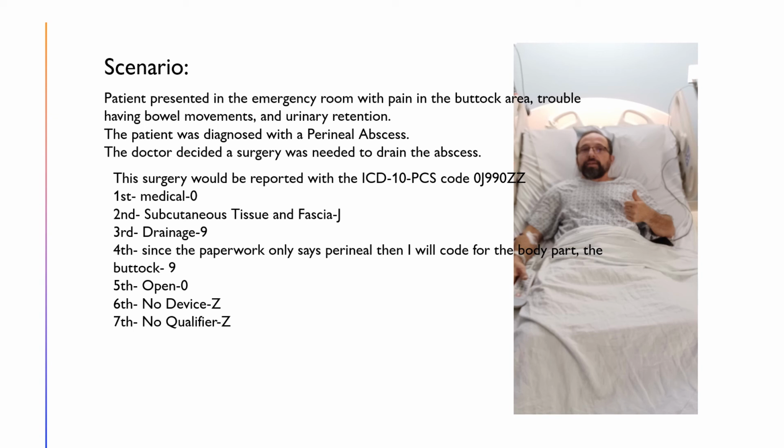The fifth character refers to the approach, and that was open, and that was the letter 0. The sixth character refers to the device, and there was no device, so that was the letter Z. The seventh character refers to the qualifier. There was no qualifier, so that was the letter Z. And that's how I got the code for this procedure.